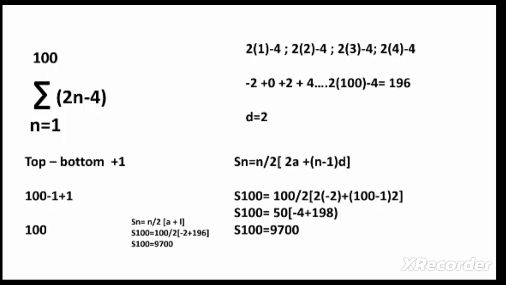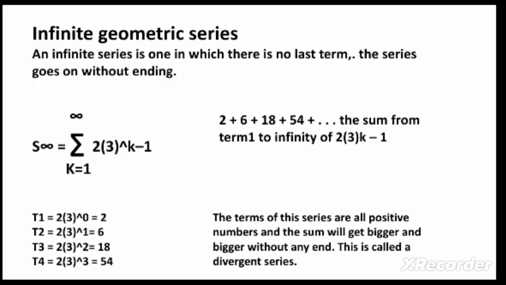Let's move to what we call an infinite geometric series. So an infinite geometric series is a series in which there is no last term. So this series does not end, right? It has no ending. So let's look at the sigma notation. As you can see, at the top, we see the sign of infinity. And in infinite geometric series, we have a converging series, and then we have a diverging series. So let's first talk about a diverging series, right?